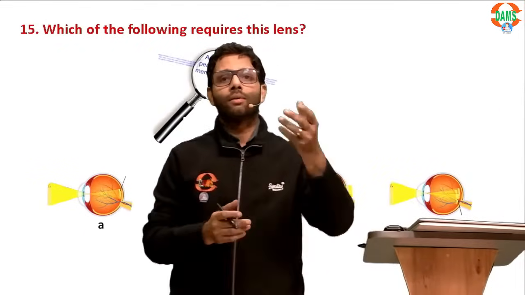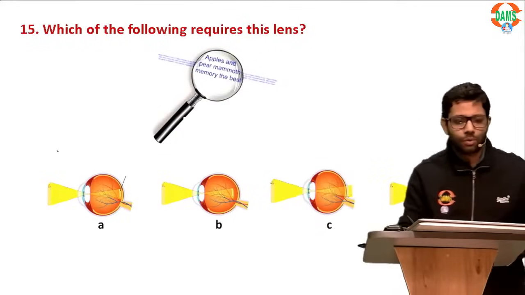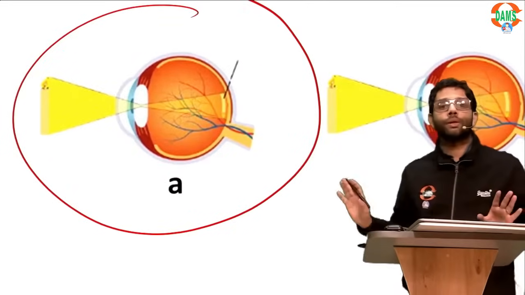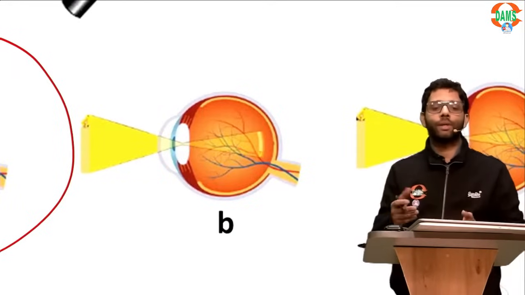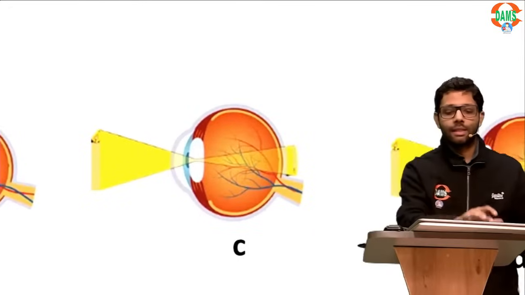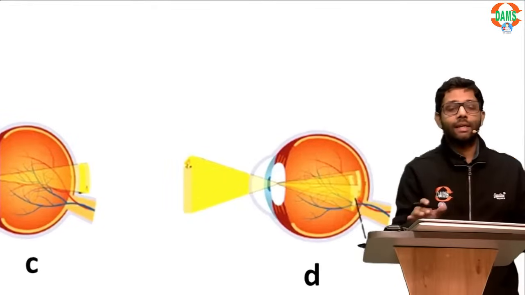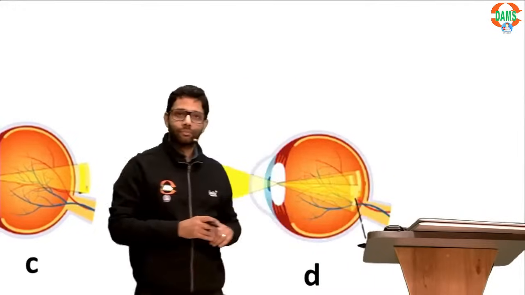Now थोड़ा सा presence of mind चाहिए. First, option A is what? The ray of light is focused on the retina, emmetropia. B, ray of light is focused in front at a single point, that is myopia. C, ray of light is focused behind at a single point, hypermetropia. And D, ray of light is focused at multiple points, that is astigmatism.